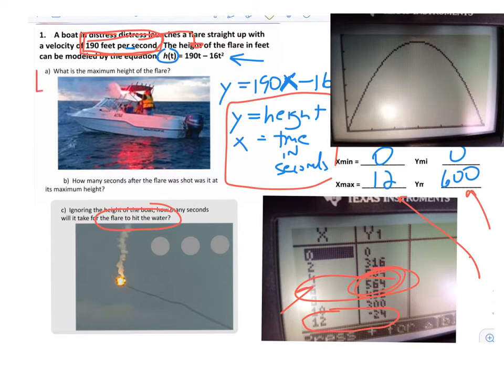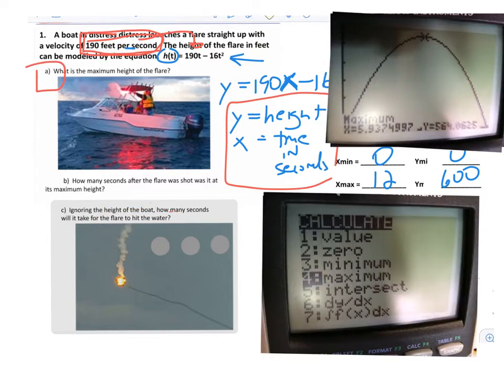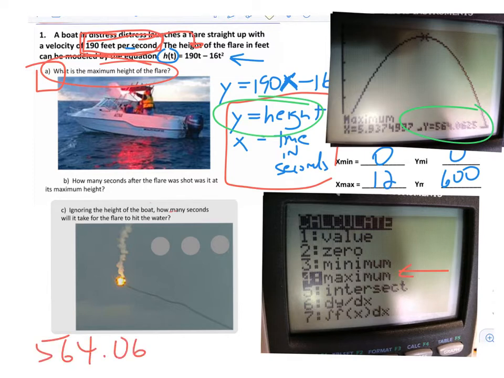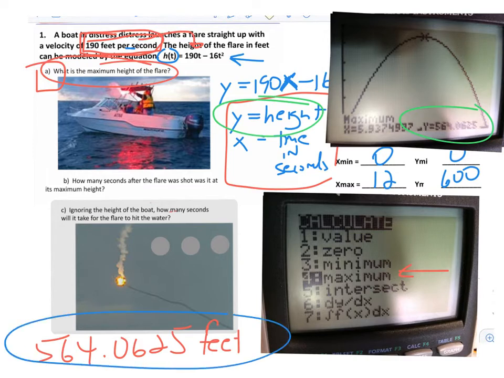Now, question A, what is the maximum height of the flare? So in order to calculate that, I'm going to go to second trace for calculate and down to option 4 for maximum. I gave my calculator a left bound and a right bound, and remember the height is y, so the maximum height of the flare is going to be 564.0625 feet. So that's the maximum height that this flare reaches into the sky.